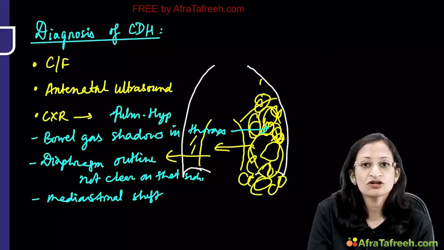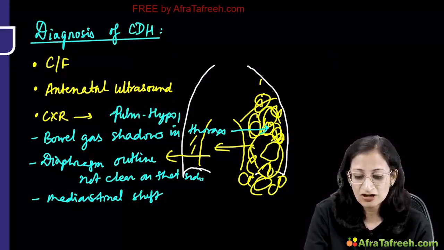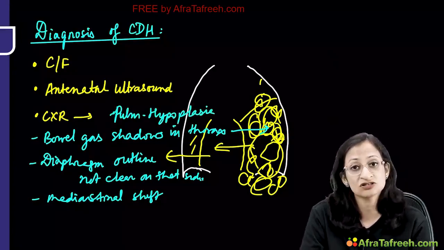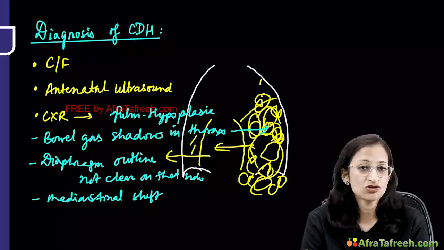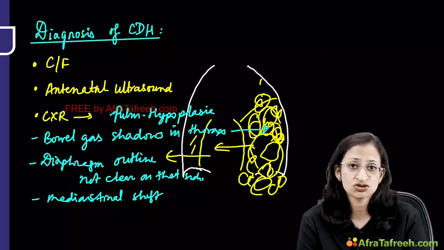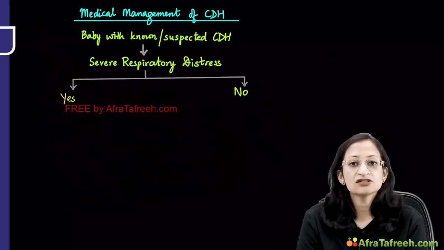So, CCAM or congenital cystic adenomatoid malformation is a close differential diagnosis of this condition. But in CCAM, you will be able to appreciate the diaphragmatic outline properly because there is no diaphragmatic defect as such. Okay.